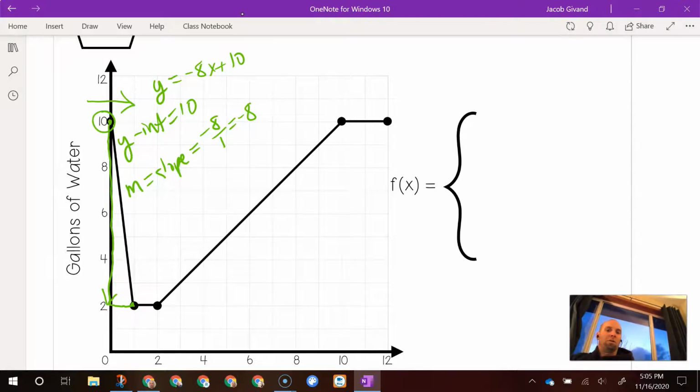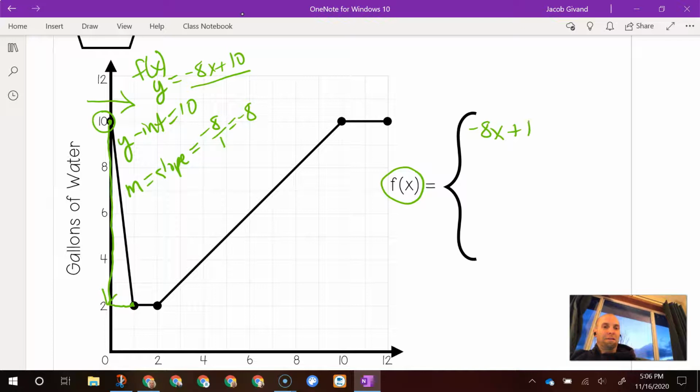So y equals, another way of writing that when you're saying a function, is f of x. It's the exact same thing. So here we have the f of x, and the first part of the function is f of x equals -8x plus 10. Now, that's not the whole thing. In fact, that's only true for a little bit of the domain.